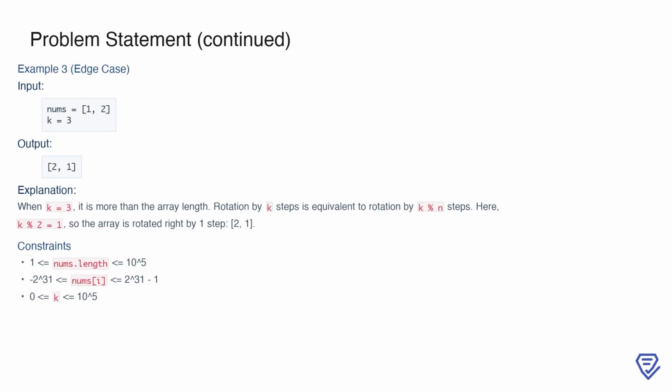The constraints make it clear that the length of nums will always be between 1 and 100,000, each element will be within the range of -2^31 to 2^31 - 1, and k will always be non-negative, up to 100,000.